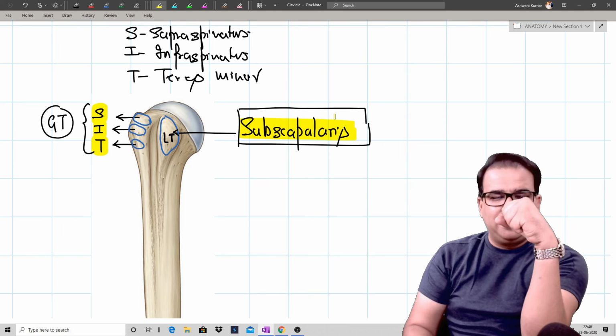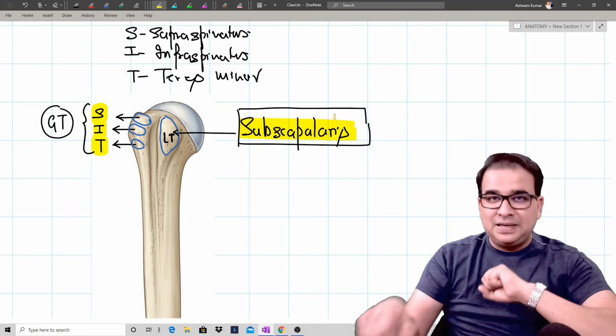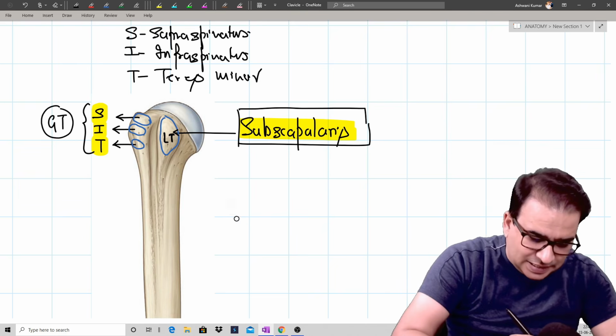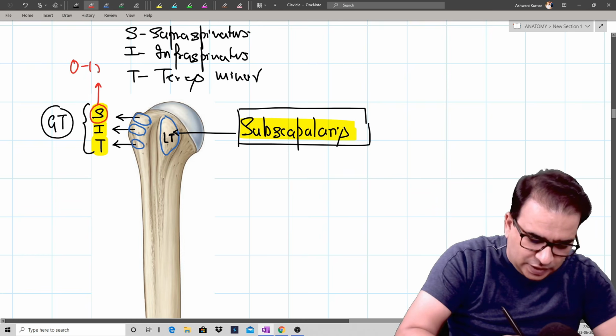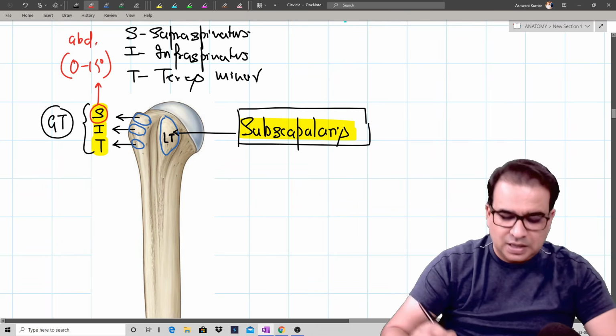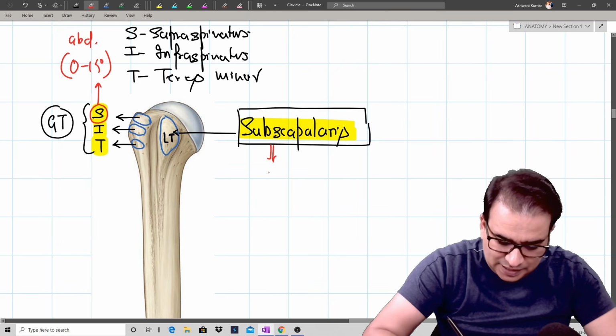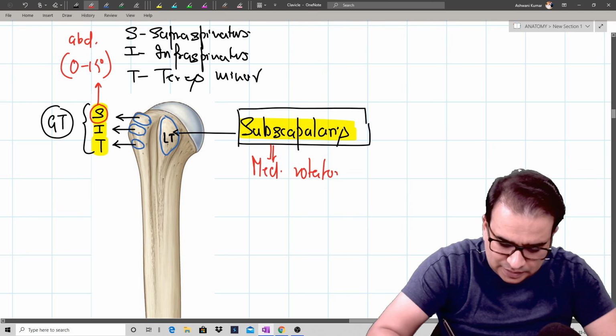If this is a humeral head here, it can be steered, it can be medially rotated, and it can be laterally rotated by these muscles here. We already said supraspinatus muscle, so I don't have to go into that. Supraspinatus muscle is for the 0 to 15 degrees of abduction. That's the initiation of abduction. But subscapularis is a medial rotator or internal rotator, you can say.